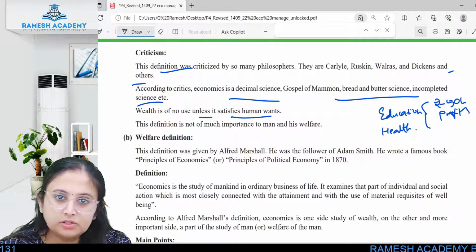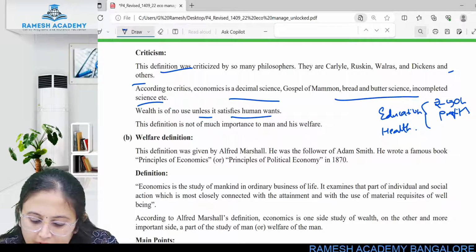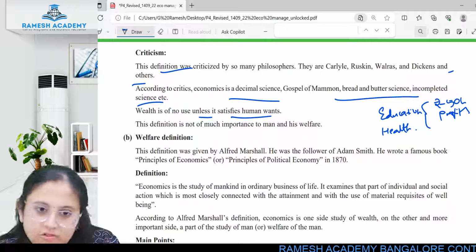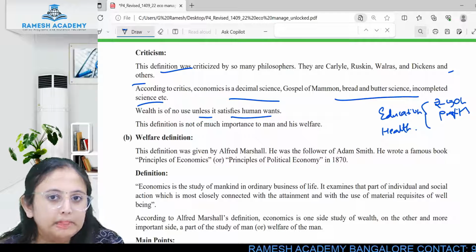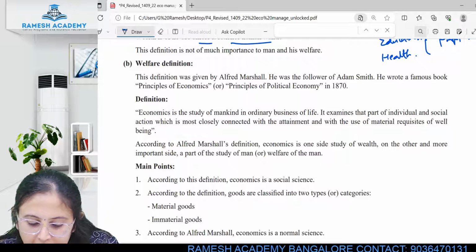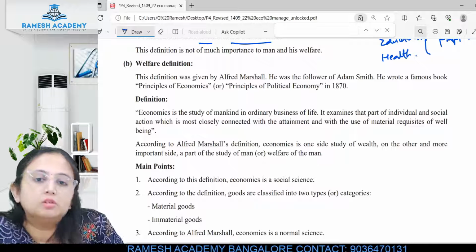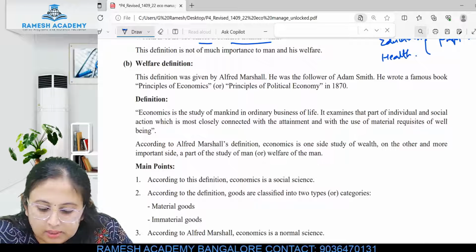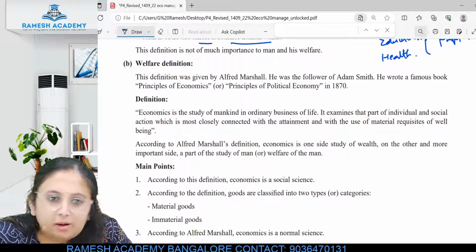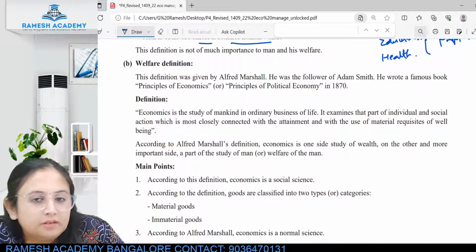This definition is given by Alfred Marshall. He was a follower of Adam Smith. He was also a follower of Adam Smith, but he did not completely accept what Adam Smith told. He wrote a famous book, Principles of Economics or Principles of Political Economy, in 1870. Both are the same. So he gave another definition of economics.